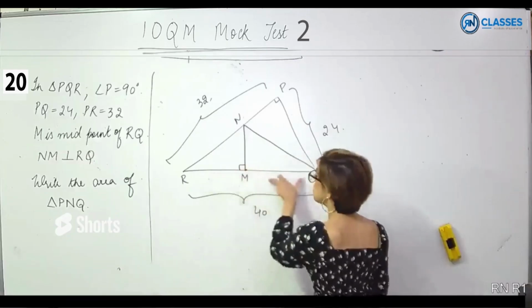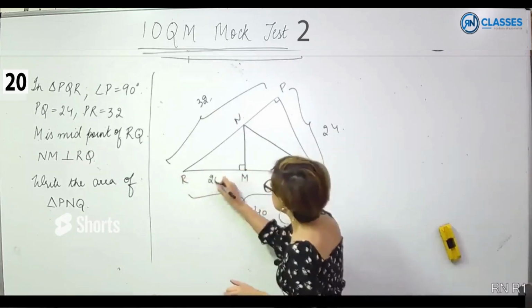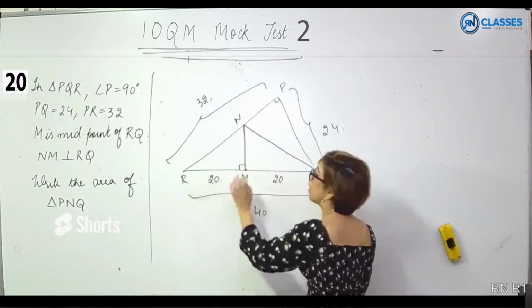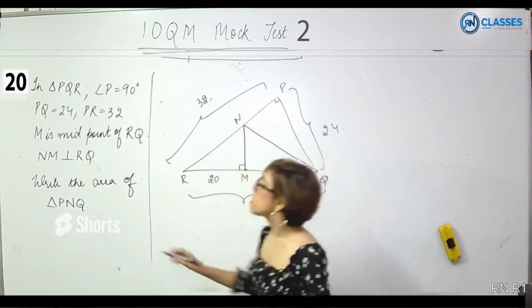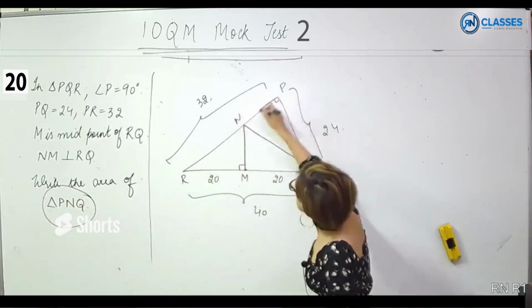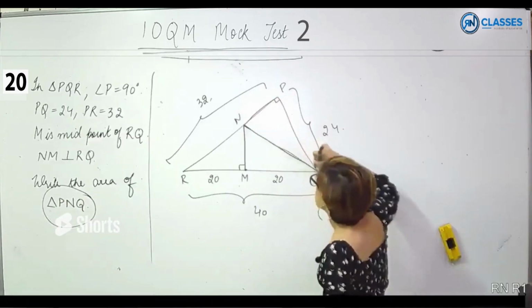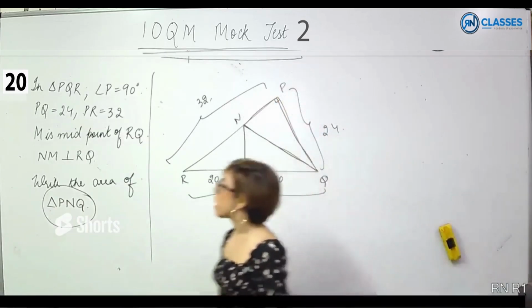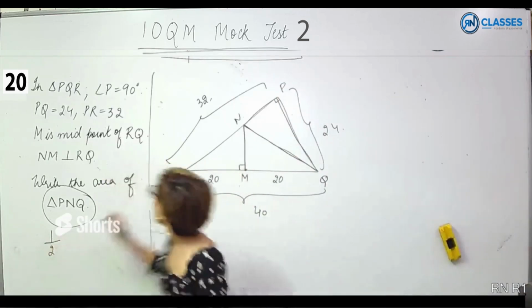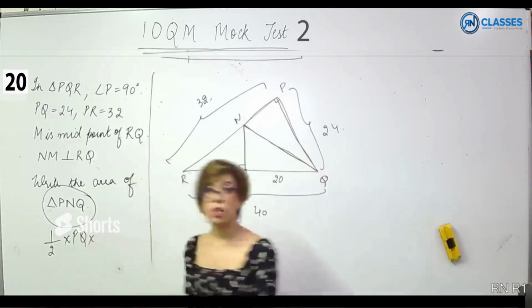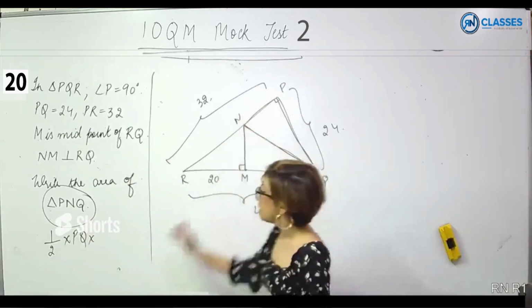Right? Next thing he says M is the midpoint of RQ. That means this is equal to this. So RQ is 40, that means this is 20, this is 20. Now he says NM is perpendicular to RQ, so this is 90. We are interested in the area of this triangle, PNQ. This is a very special type of triangle. Why? Because it is a right angle triangle. The area for a right angle triangle is nothing but half base into height. I can take PQ as a base, and with regards to PQ as a base, my height would be PN.